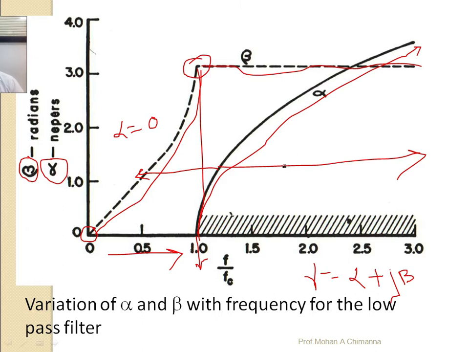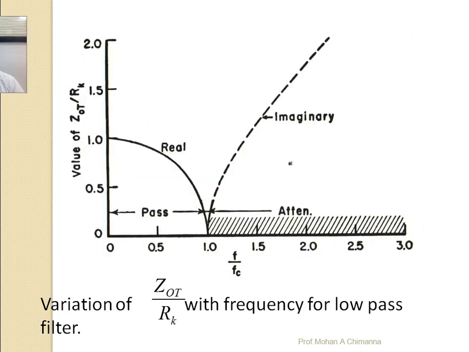So the variation of alpha and beta with the frequency for the low pass filter is shown in this diagram. After that, this will be indicated by Z0 upon RK with the frequency of the constant K low pass filter. The value of Z0 upon RK is plotted on the y-axis, and F upon Fc is plotted on the x-axis. Then the real and imaginary terms.